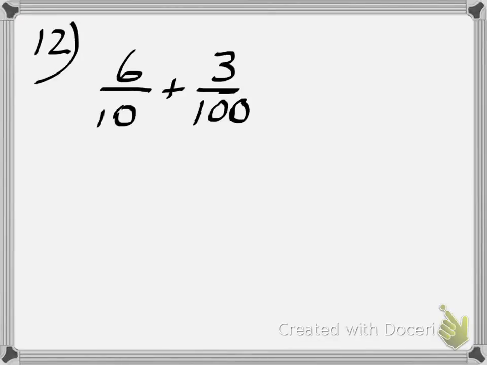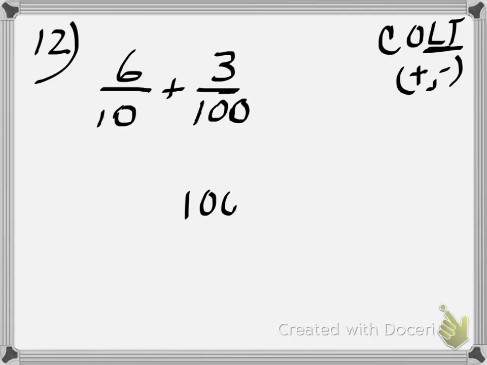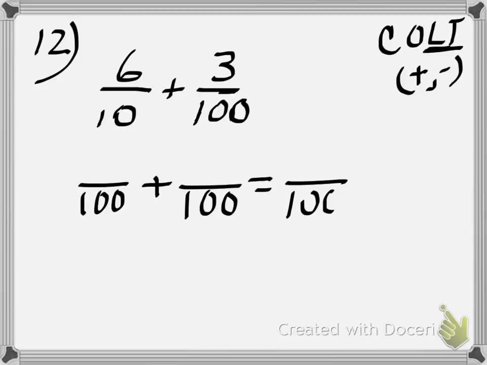For number 12, we're adding 6 tenths plus 3 hundredths. We can combine only like terms. Whenever we're adding or subtracting, we have to have a like denominator. So we're going to find our least common denominator, and 10 will go up to 100. So we can make both of these with 100 as a denominator, and then our answer will have 100 as a denominator, and then we can just worry about the numerators.